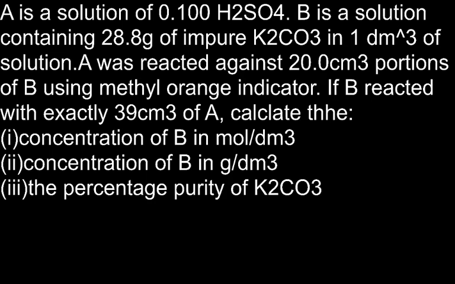A was reacted against 20 cm cube portion of B using methyl orange indicator. If B reacted with exactly 39 cm cube of A, calculate the concentration of B in mole per dm cube. Calculate the concentration of B in gram per dm cube. Calculate the percentage purity of potassium carbonate.